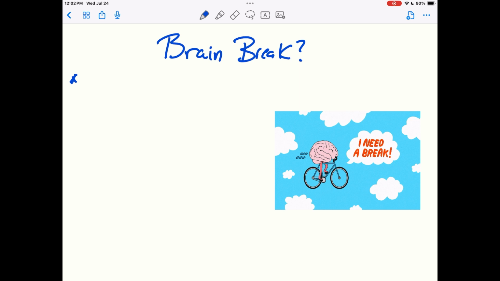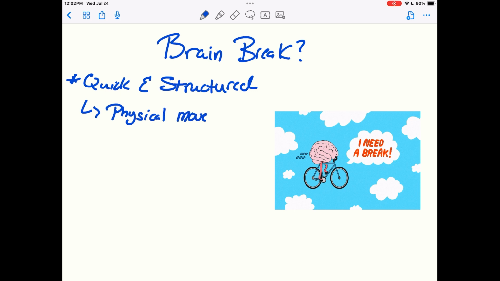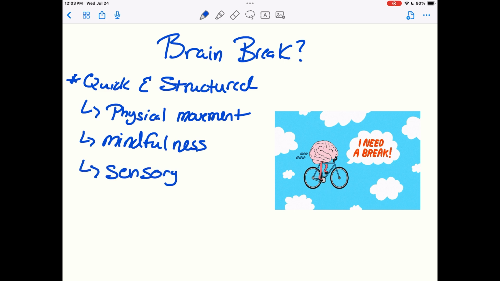According to Amanda Morin's 2024 article, Brain Breaks, an Evidence-Based Strategy, a brain break is a quick, structured break within the classroom that can incorporate physical movement, mindfulness exercises, or sensory activities, and these activities can be completed either individually or with the whole class.